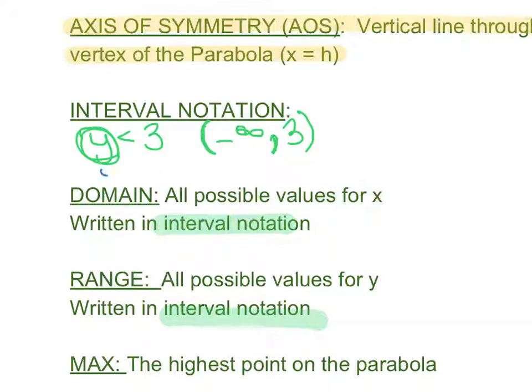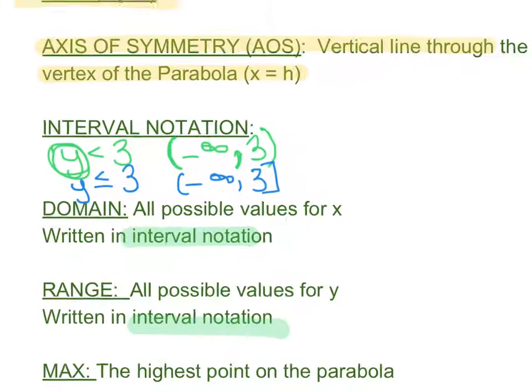Whereas if we had y is less than or equal to 3, it would look a little bit different. We would still be talking about that infinite amount of values that's less than 3. So we would still have from negative infinity to 3, but this time it's or equal to 3, which means it's going to look a little bit different. And to include 3, we put a square bracket on the end of it. Okay, so those are two different ways to write it.